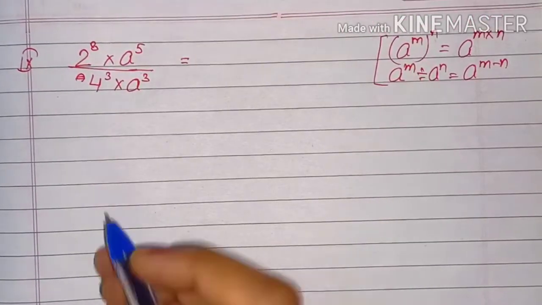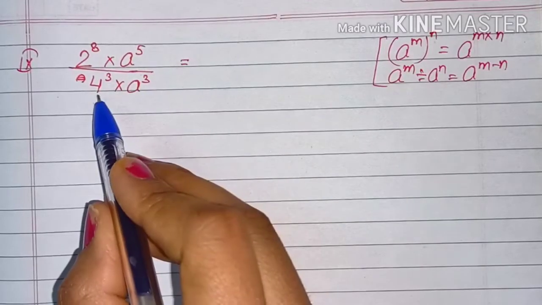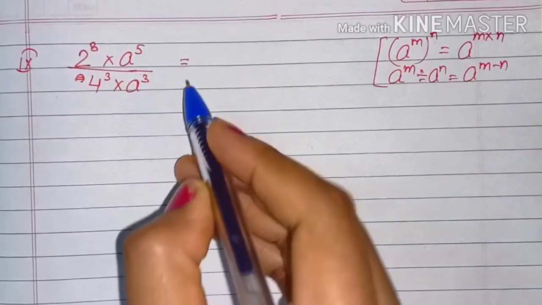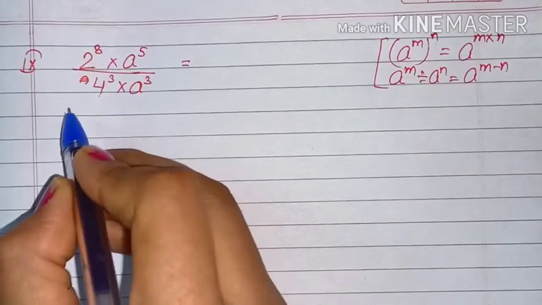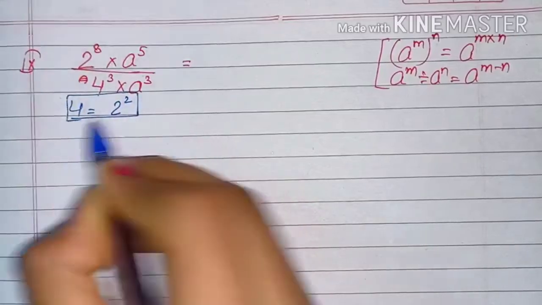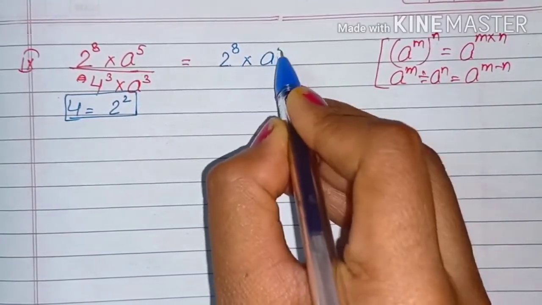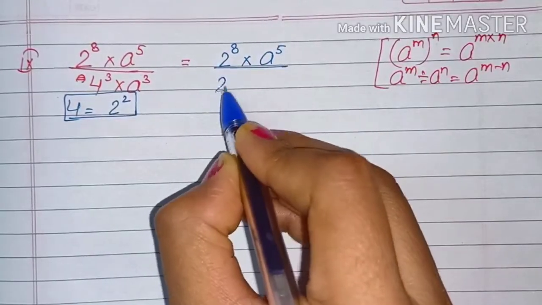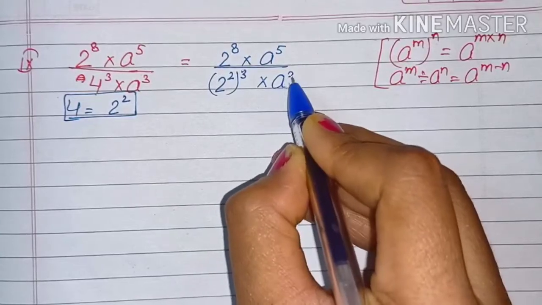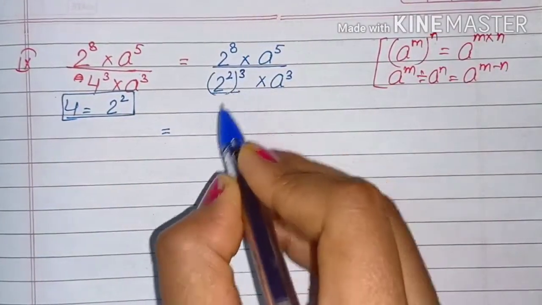Let's see the ninth part. 2 raised to power 8 multiplied by a raised to power 5 upon 4 raised to power 3 into a raised to power 3. So here first we will write this 4 as 2 raised to power 2. So it is 2 raised to power 8 into a raised to power 5 upon 2 raised to power 2, all to the power 3, and multiplied by a raised to power 3. Now use the law here.